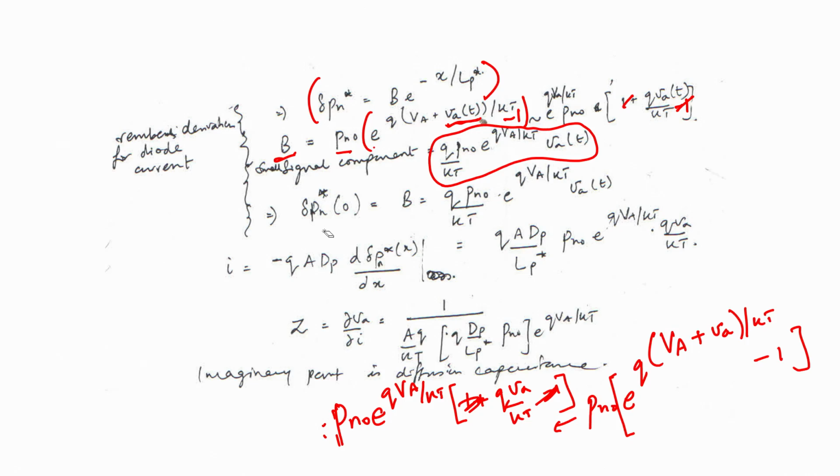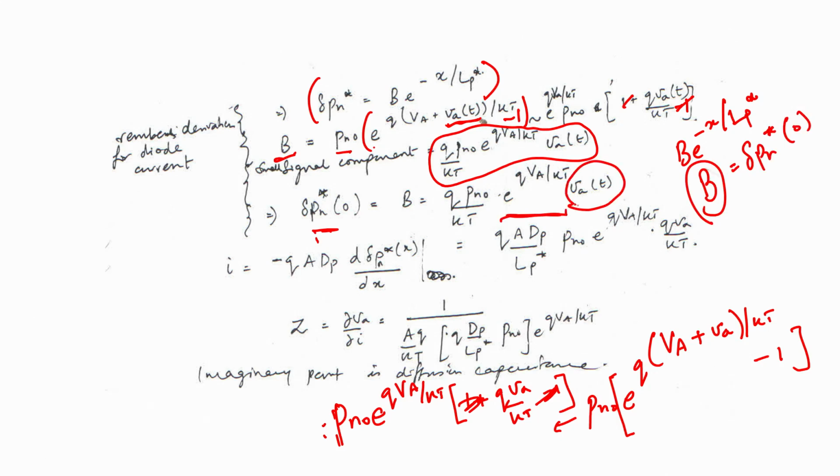And therefore, delta Pn at x equal to 0, okay, is going to be B e to the power minus x by Lp star, and at x equal to 0 it is simply equal to B. And therefore, delta Pn star at x equal to 0 is simply given by this expression, wherein we have used Taylor expansion and linearized the VA term. Okay, so, in summary, this is quite important. This is the expression that we will use.